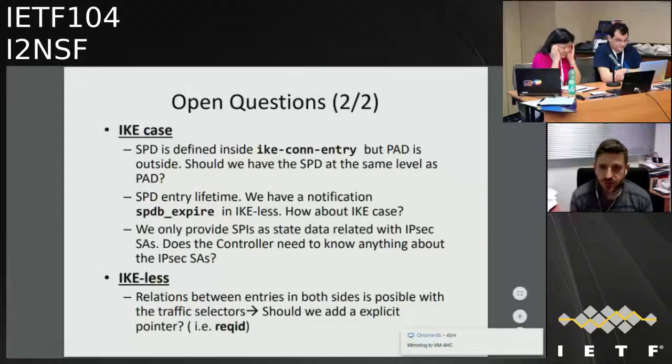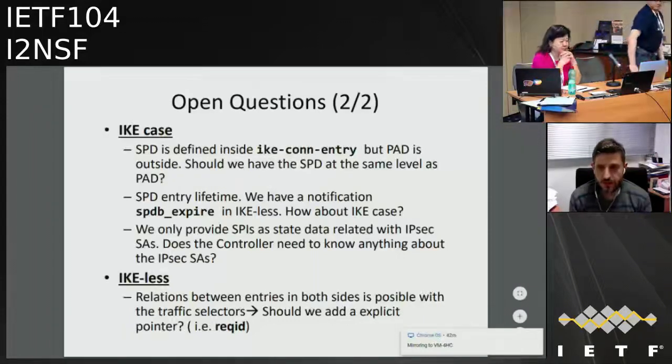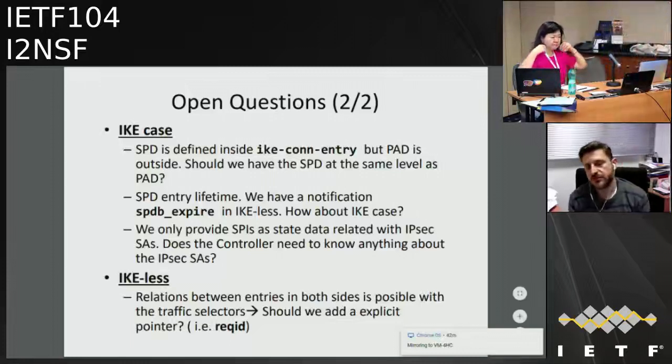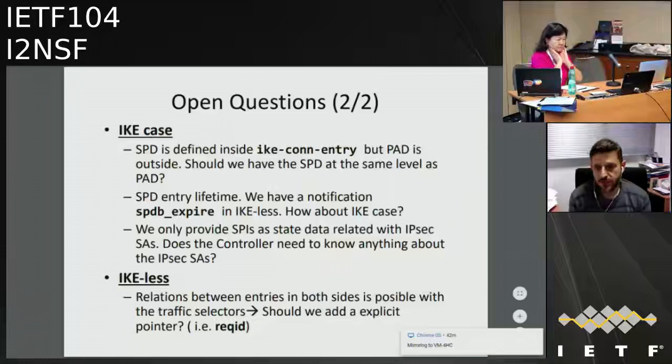And regarding IKE-less, maybe this is related with the previous discussions. Right now, the relationship between entries in the SPD and the SAs is linked using traffic selectors. The question is whether we should add an explicit pointer, something like a reqid, as you may know from the IPsec kernel, in order to link both entries, I mean the SPD and then the IPsec SAs. And that's just that.